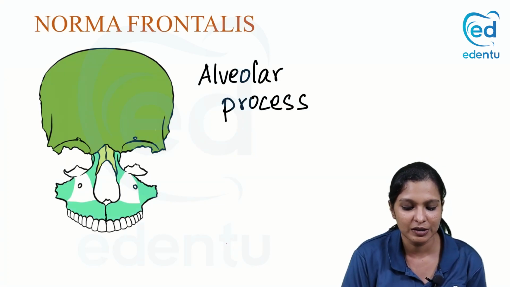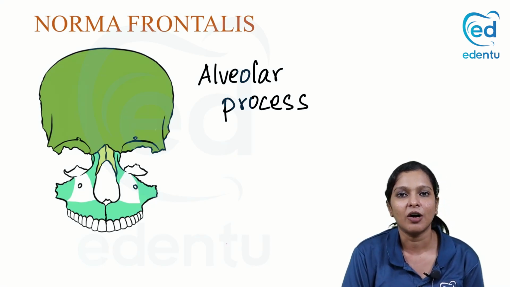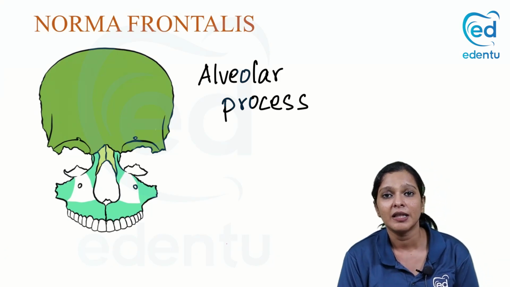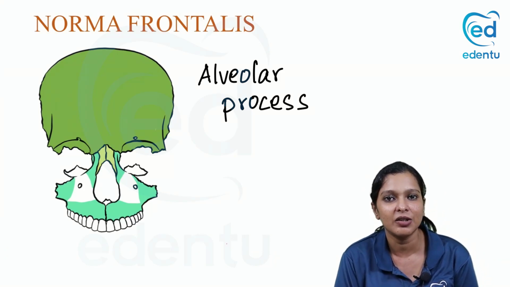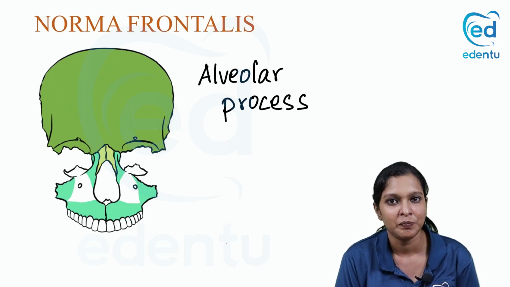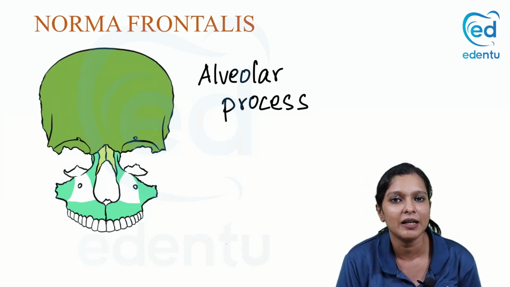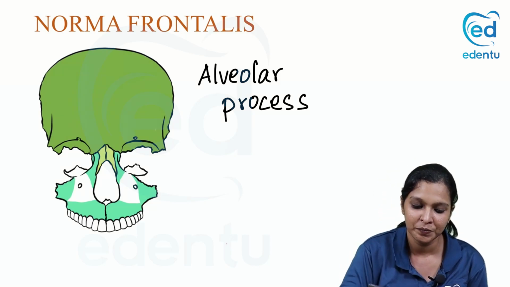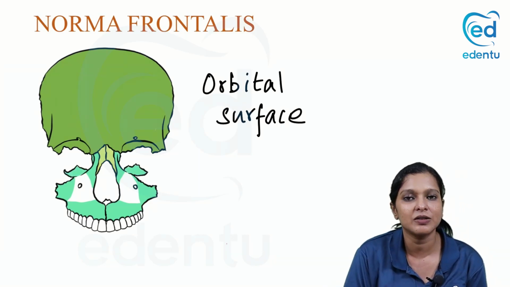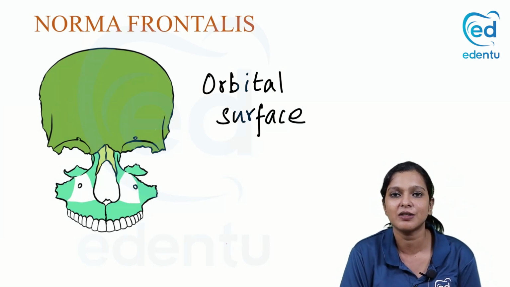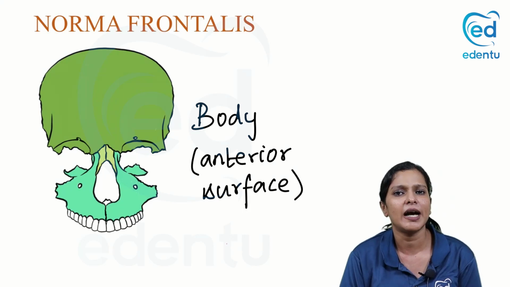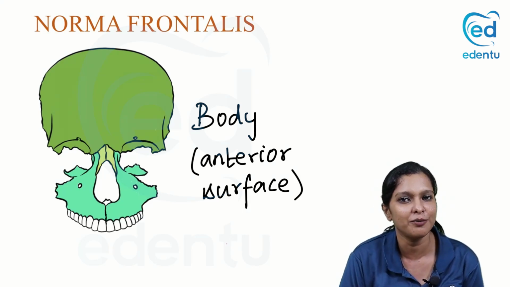Okay, the third process that we are seeing here is the alveolar process. Why is it called the alveolar process? Because the word alveolar is related to dentition, the teeth. The upper rows of teeth are related to this process, so it is called the alveolar process. And this is called the orbital surface of the maxilla, and this is the body, or the anterior surface of the body of the maxilla.